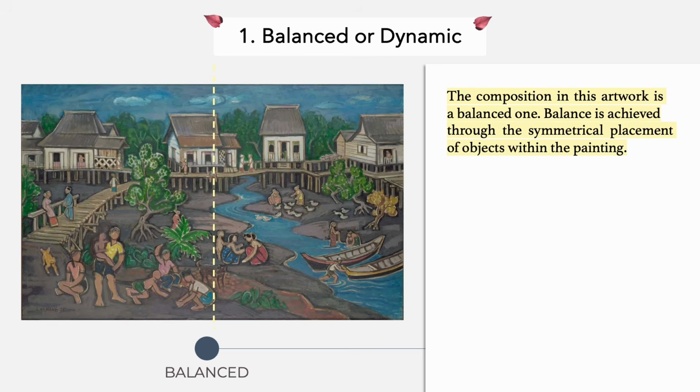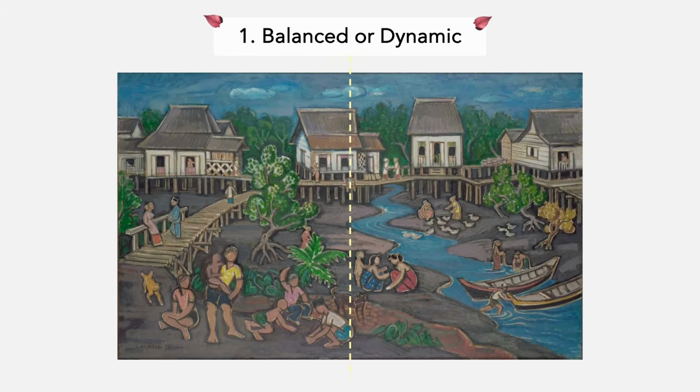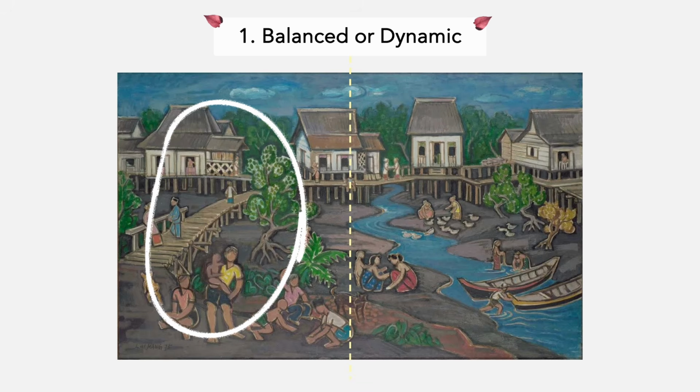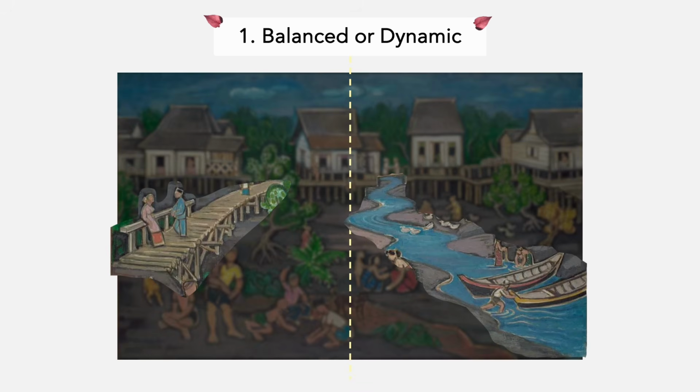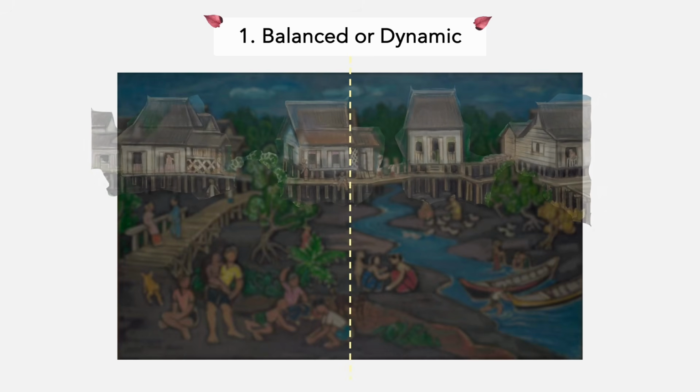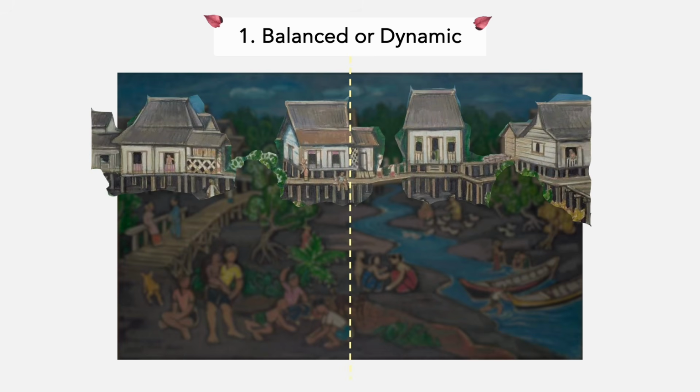If a vertical line is drawn in the middle of the artwork, you'd be able to see that some elements on the left balance with some elements on the right. For example, the diagonal wooden plank on the left of the artwork mirrors the diagonal river on the right. Similarly, the 2 village houses on the left background of the artwork mirror the 2 houses on the right.